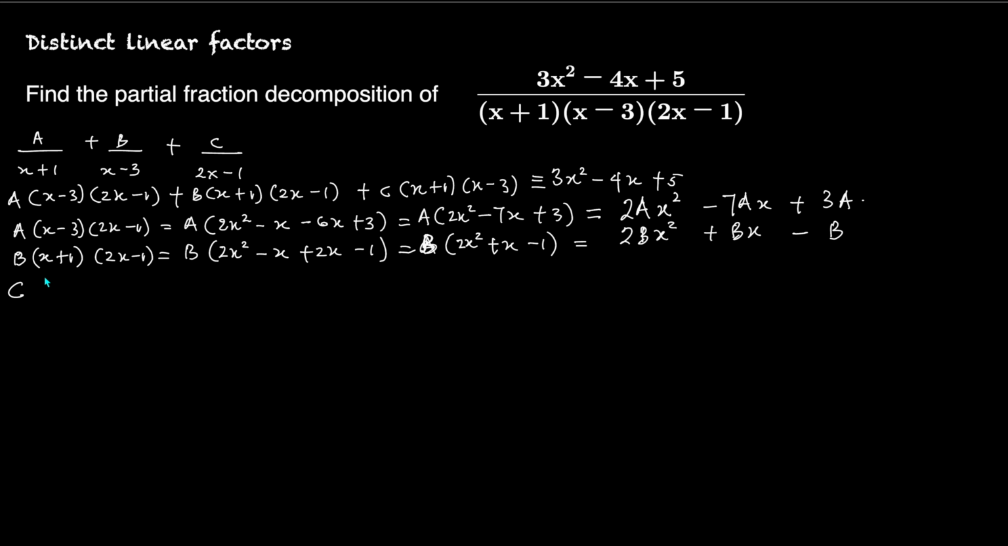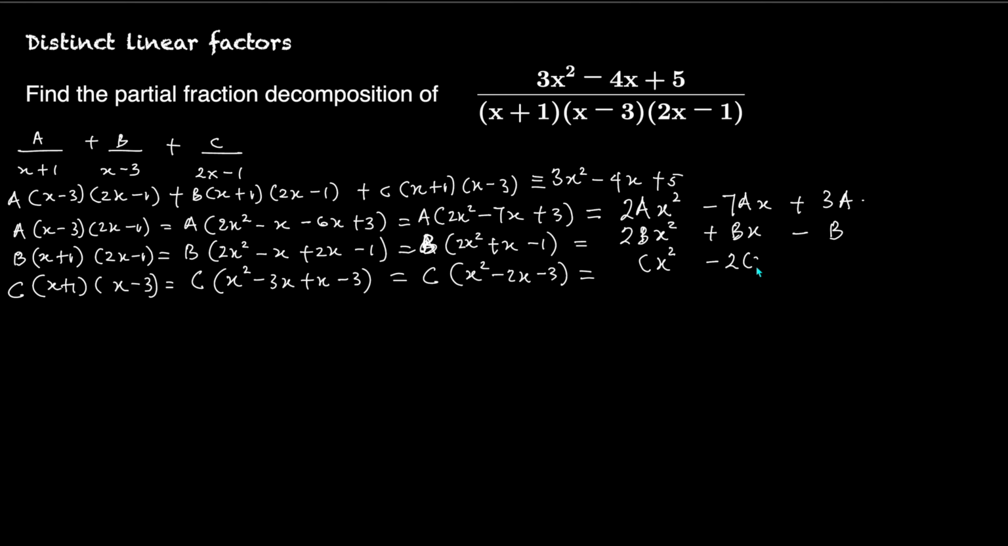Lastly, C times (x plus 1)(x minus 3). Then we have x squared minus 3x plus x minus 3. So this goes to C(x squared minus 2x minus 3). This simplifies to cx squared minus 2cx minus 3c.